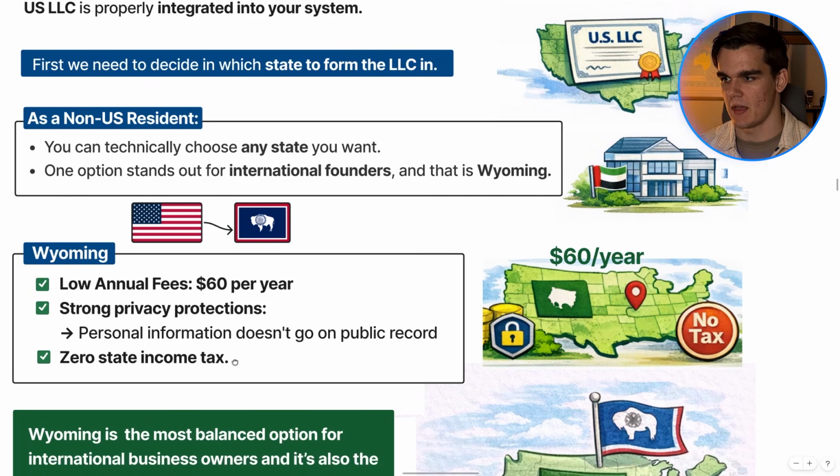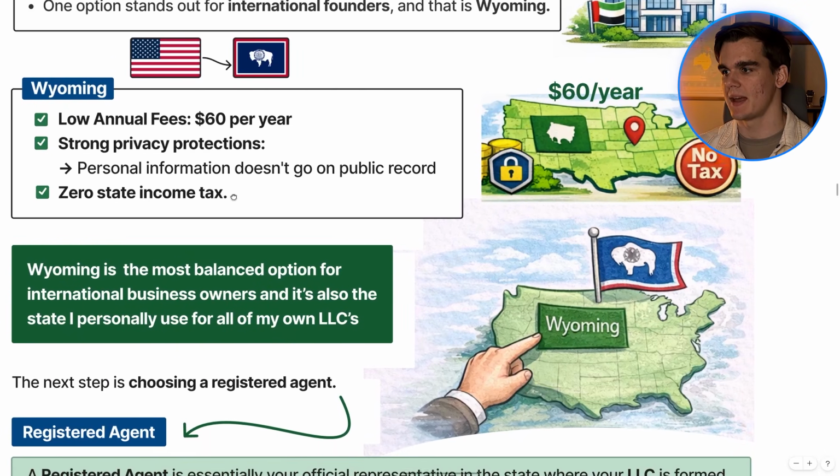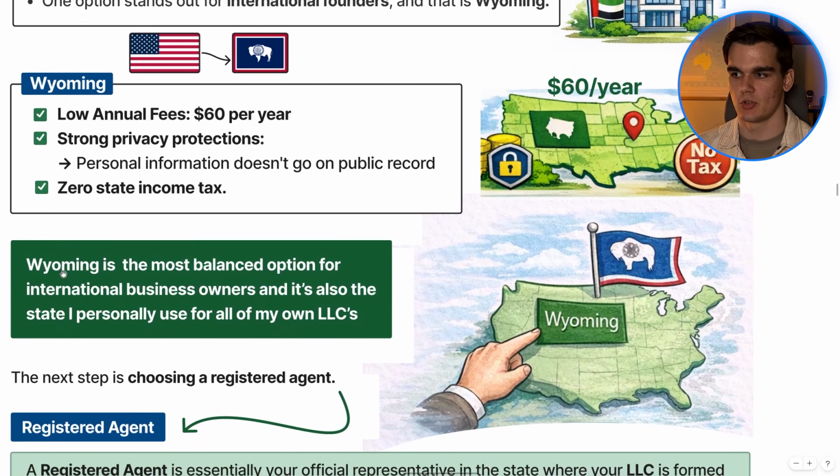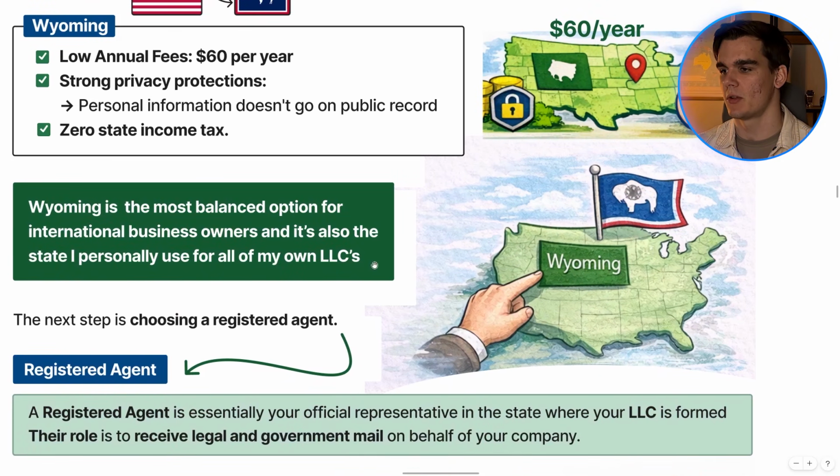And most importantly, Wyoming has zero state income tax. Because of that, Wyoming is usually the most balanced option for international business owners. It's also the state I personally use for all my own LLCs, so for this tutorial, we'll be using Wyoming.